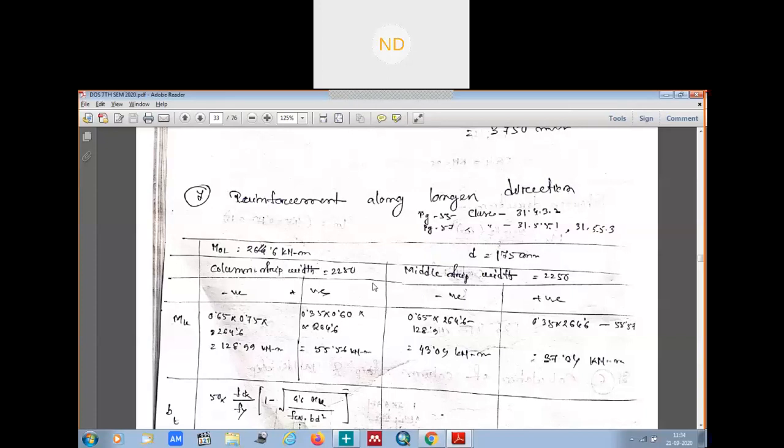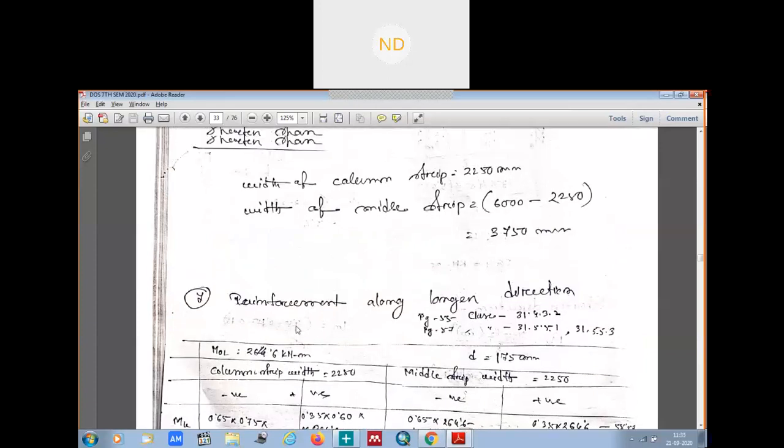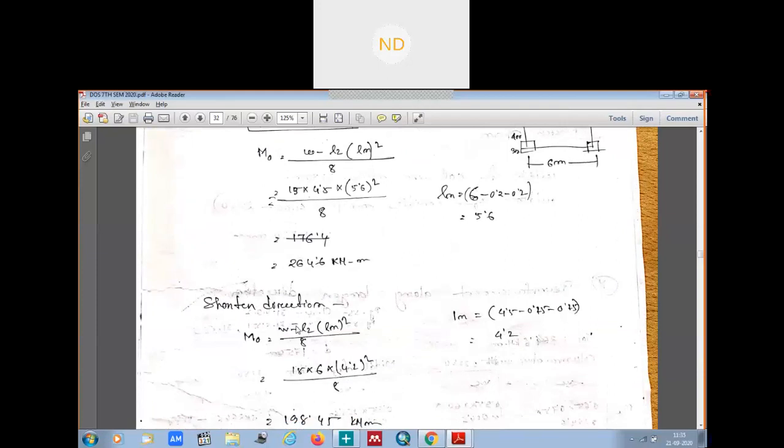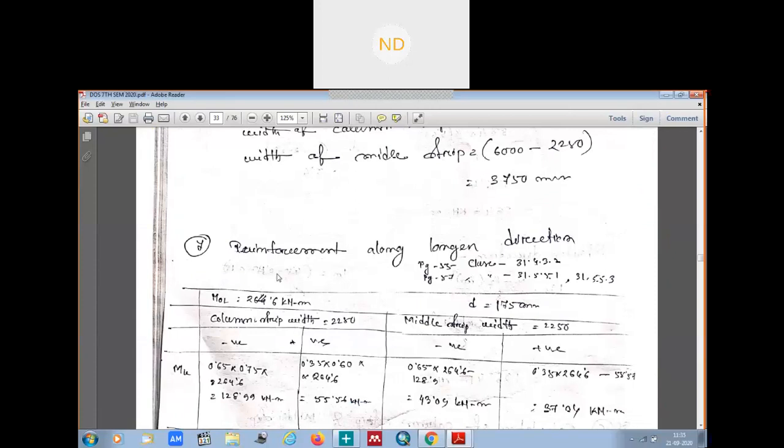Okay, because otherwise this calculation will become very long, and this will take you so many pages. So we can directly take it in a table and just put down the values after calculating. So what we can do here, first of all, since we are calculating the reinforcement along the longer direction, we'll note down the moment along the longer direction. This one, 264.6 kilonewton meter. So here we have placed that.